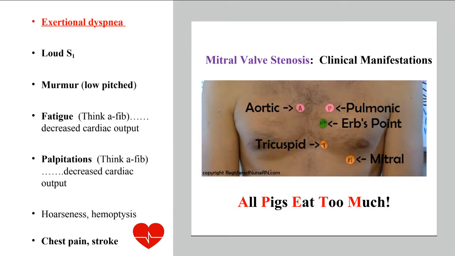They can also be hoarse. They can have chest pain, and of course they're at risk for a stroke because of the reason I just told you, because they're at risk for thrombus formation, especially if the patient has atrial fibrillation. Any questions about what your patient's going to look like in mitral valve stenosis, or what's actually going on? Remember, your blood is not getting down from the atria down to the ventricle, and it's not getting out to the rest of the body. So we may have a perfusion issue, because we're talking about the left side of the heart. Any questions?